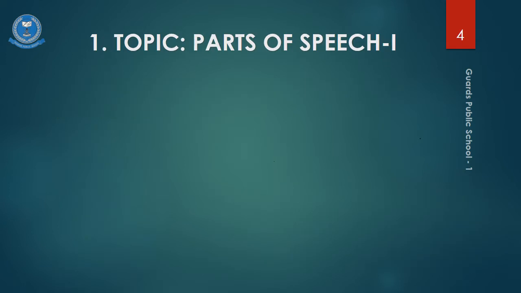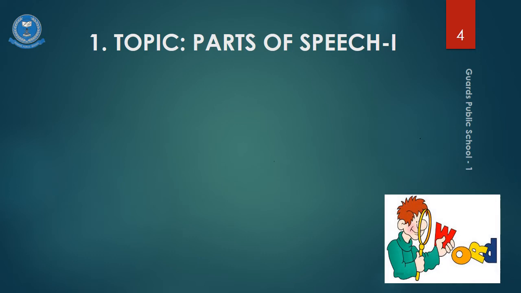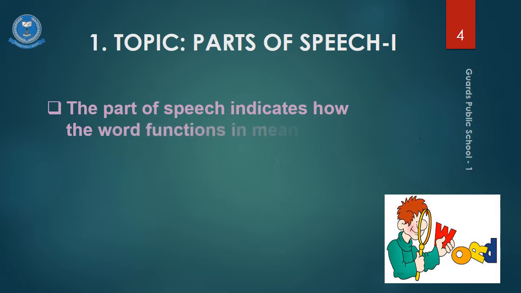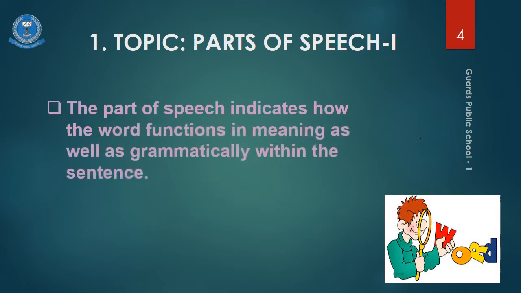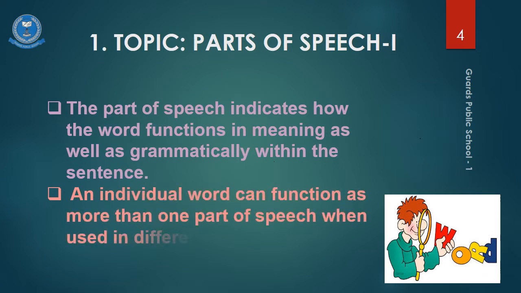So the question arises, what is a part of speech? A part of speech indicates how the word functions in meaning as well as grammatically within the sentence. An individual word can function as more than one part of speech when used in different circumstances. Well, a part of speech is just a name given to a word based on the job that it does in a sentence. Without knowing parts of speech, you cannot form a sentence that is grammatically correct.